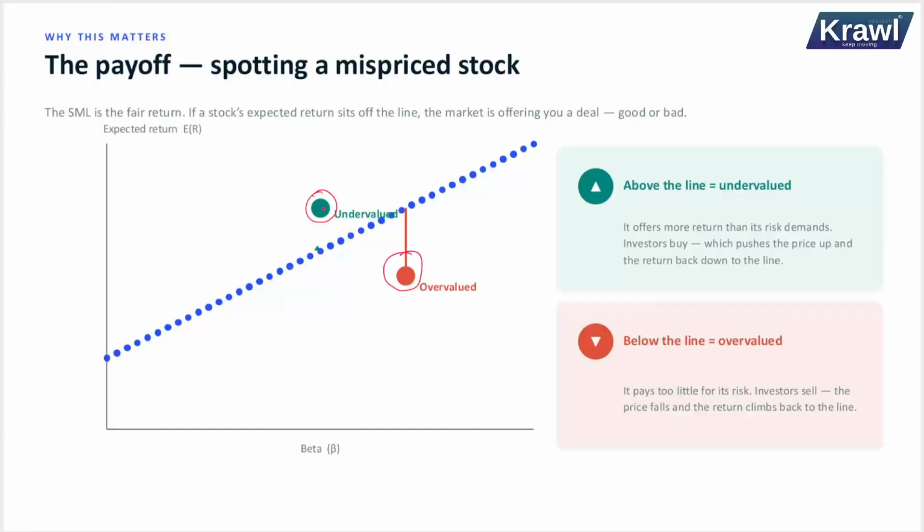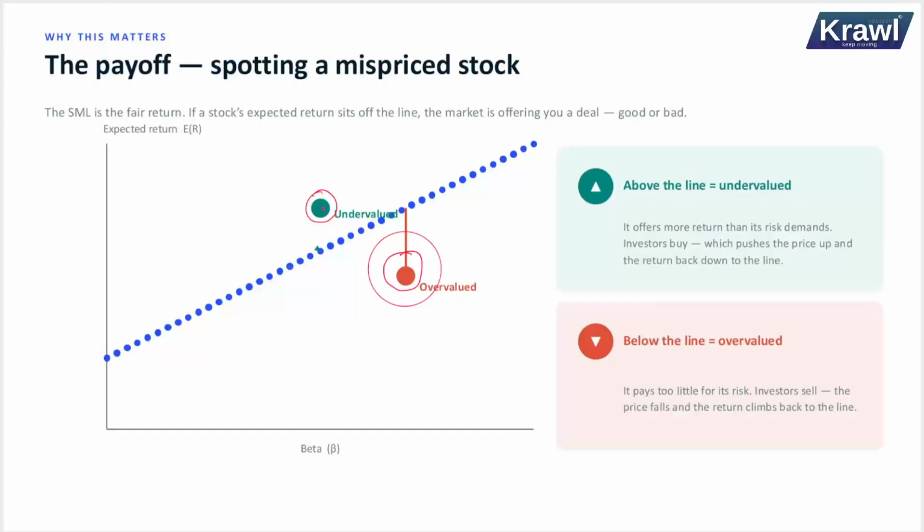Now, below the line, if something is falling in this place, you're looking at the red dot. This one pays too little for the risk you are taking. So the risk is there, but you're not being rewarded proportionately for the risk that you're taking. It's overvalued, so investors end up selling it. As they start selling it, there is a drop in the price, and as there is a drop in the price, there is an increase in the return. So lower price means higher return, and the stock goes back up to the line.